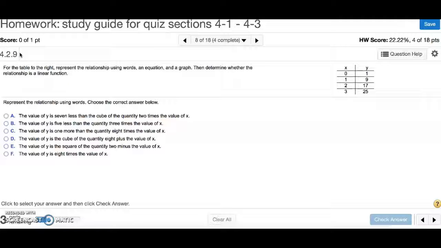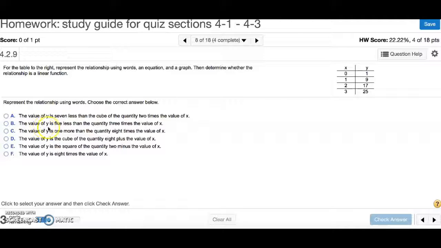Number 8, for the table to the right, represent the relationship using words, an equation, and a graph. Then determine whether the relationship is a linear function. So what we're going to do is actually start with our choices and see which one will be. So starting with A, it says the value of y, meaning this value here, is 7 less than the cube of the quantity 2 times the value of x. Now what I recommend is when you see something messy like that, deal with it last, try the others, and then come back to it. So I'm going to skip it and go to B.